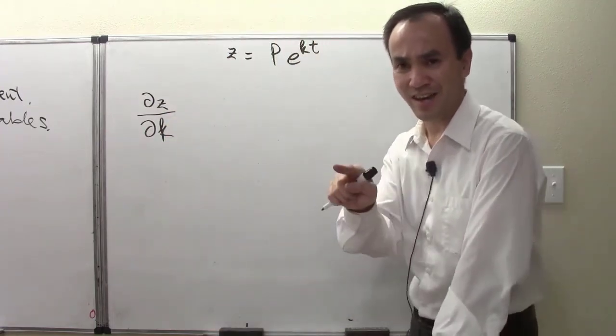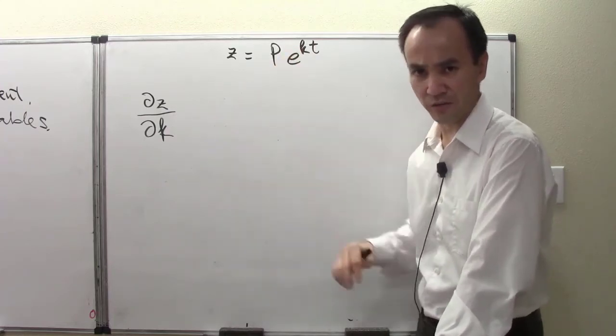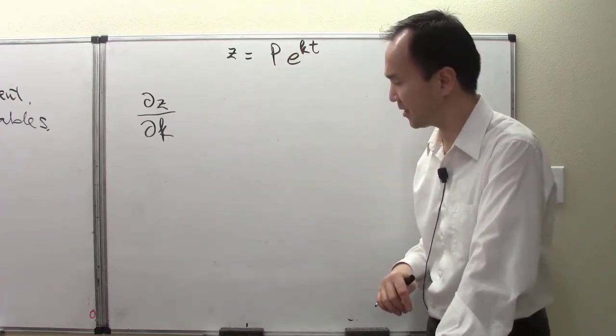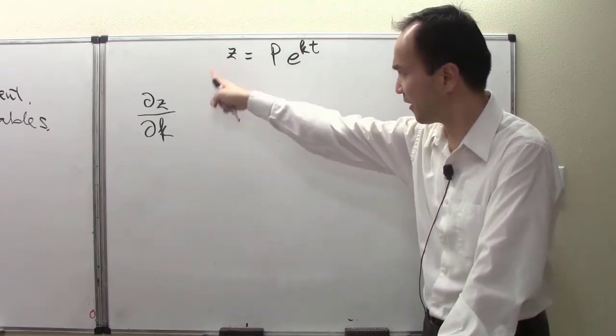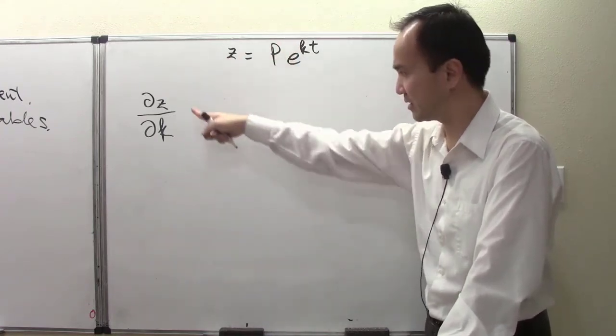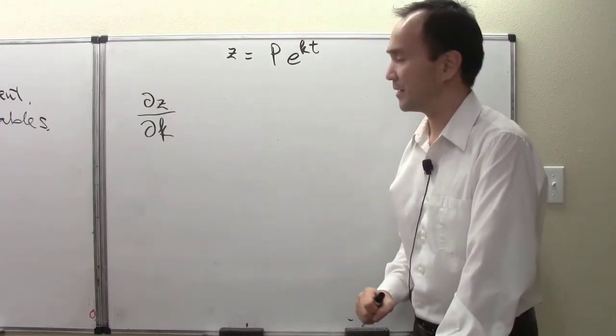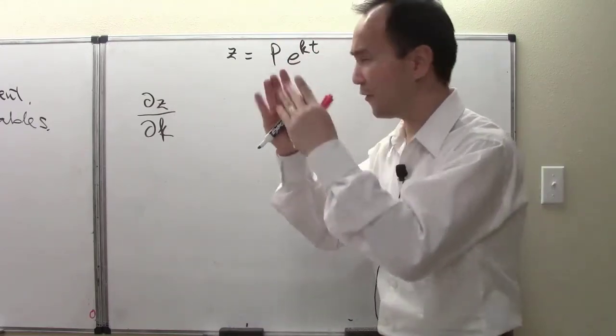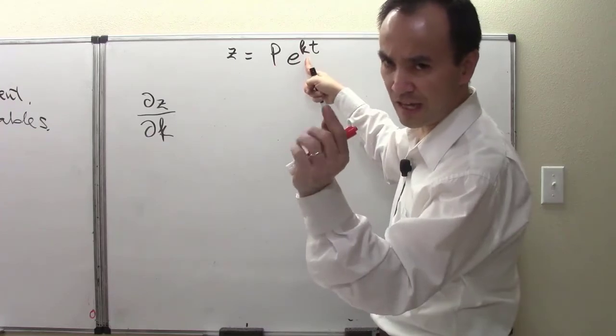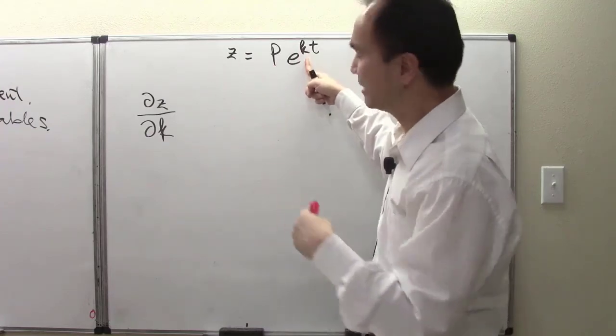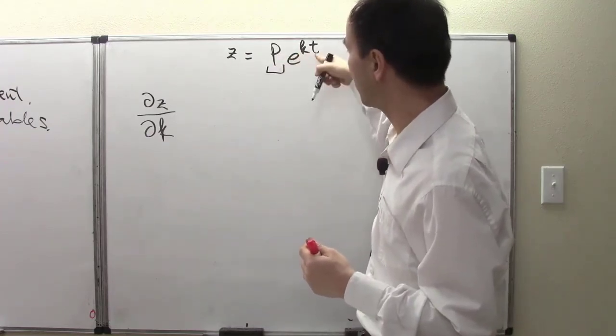All right, so k is a variable in this function right here. Z is the function, and k is the variable. And this notation is making it clear. Z is a function, k is a variable. And so if we now turn our focus to k being the variable, then everything else is a coefficient. So this is a coefficient, and this is a coefficient.